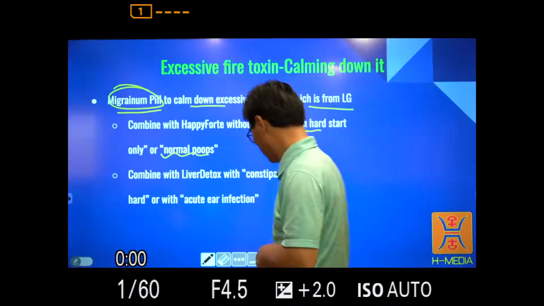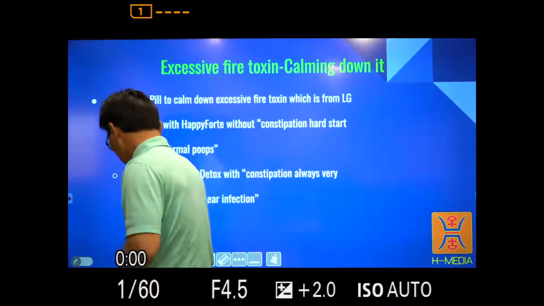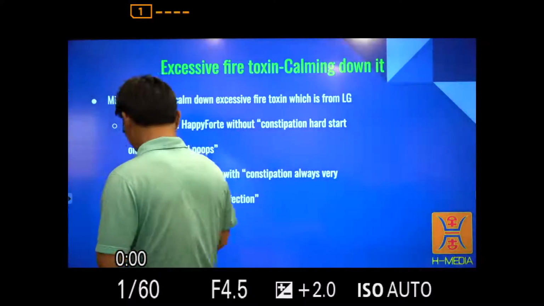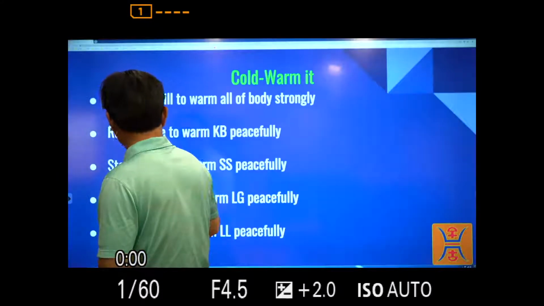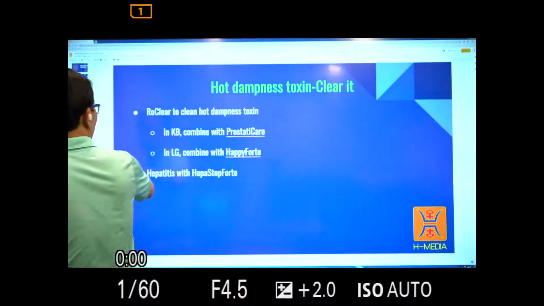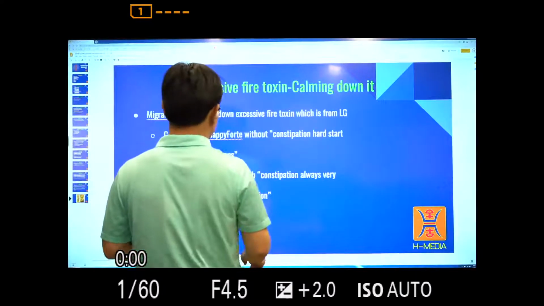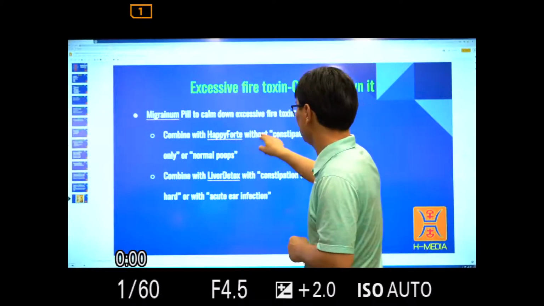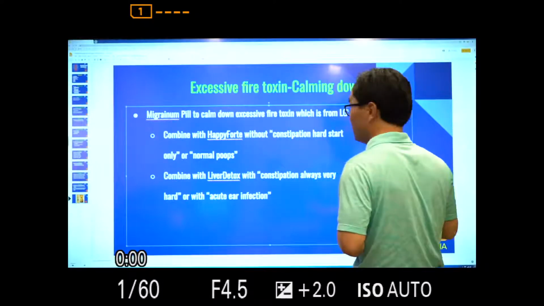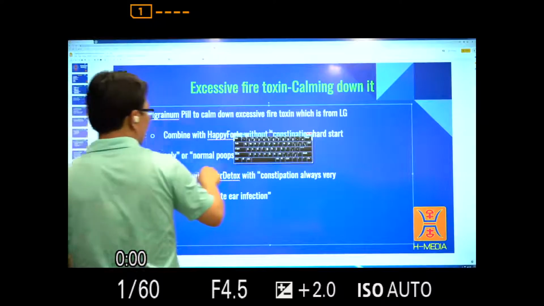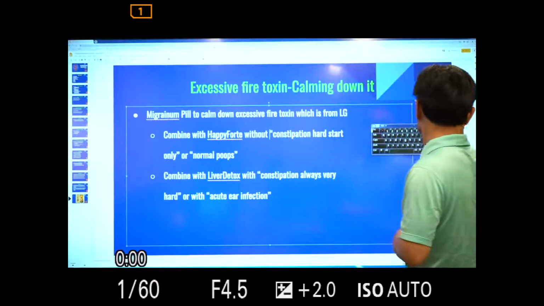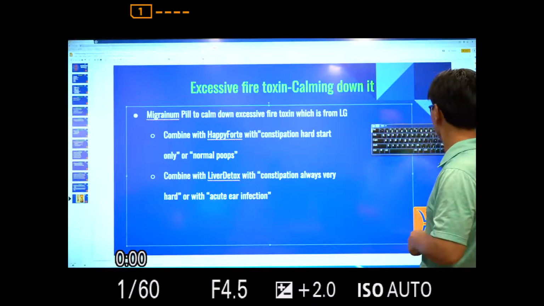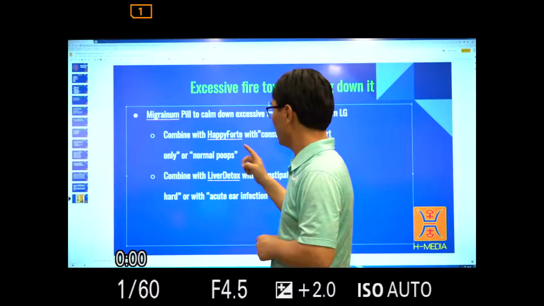Here, give me a second. Combined with happy 40. Here should be with, not without. Sorry. It should be with. Combined with happy 40.